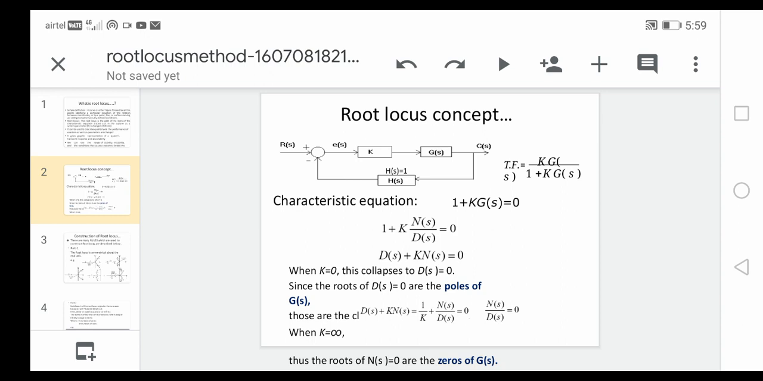For example, if you consider a closed loop control system, the closed loop transfer function is G(s) divided by 1 plus G(s)H(s). In that transfer function, the characteristic equation is 1 plus G(s)H(s) equal to 0. Here also the characteristic equation is 1 plus kG(s) equal to 0. If we take G(s) as N(s) by D(s), then we get the poles and zeros.